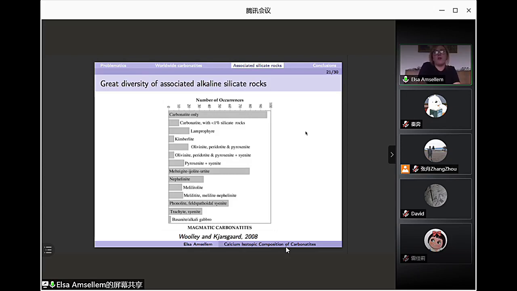On the occurrences of carbonatites in the world, there's only 100 that represents carbonatites with no silicate rocks. But most of them are associated with alkaline silicate rocks, for example phonolite, syenites, nephelinites, ijolites, which are all these associated silicate rocks we can find in Lengai, the Tanzania volcano that produced the natural carbonatites. But we also found these associations with most of the carbonatites.